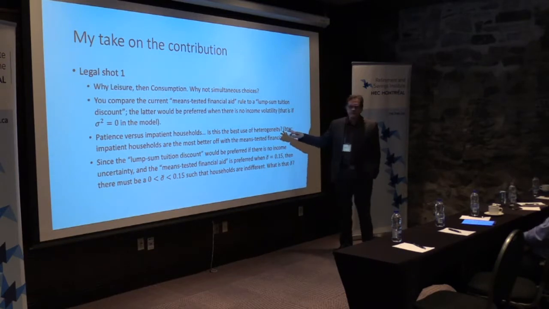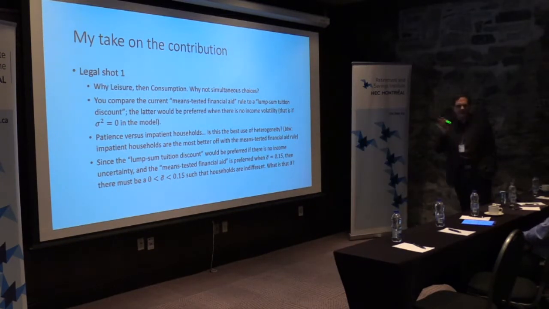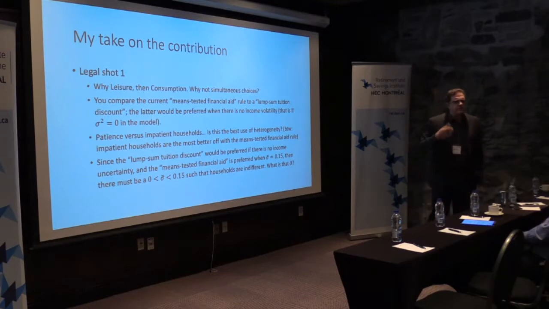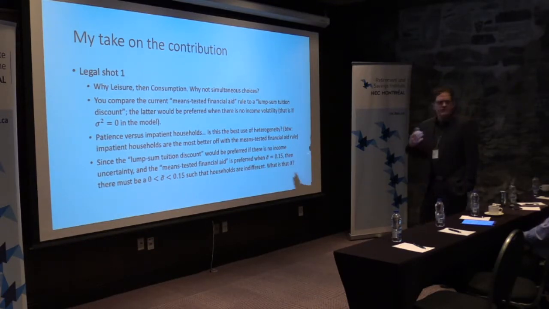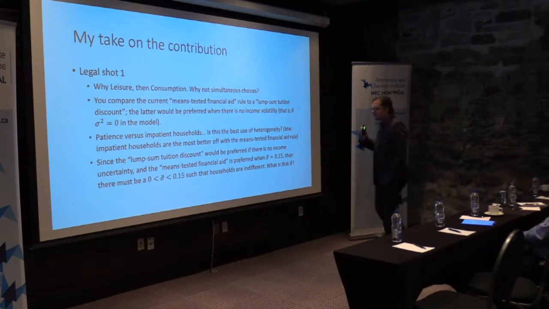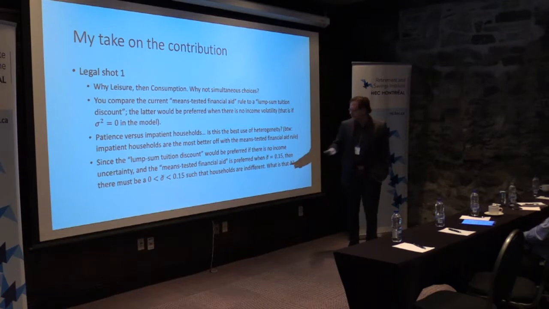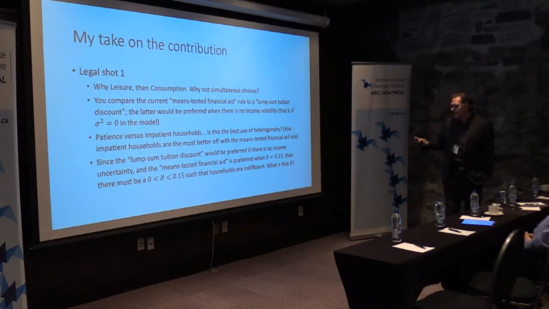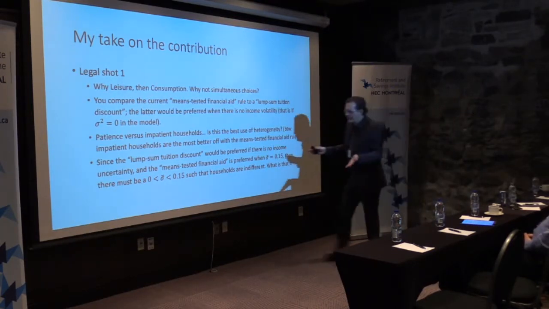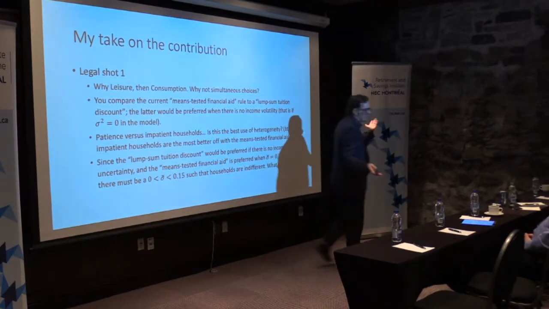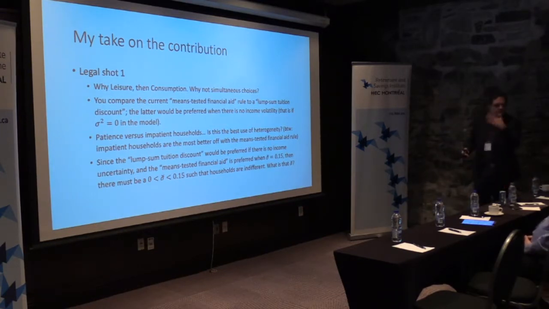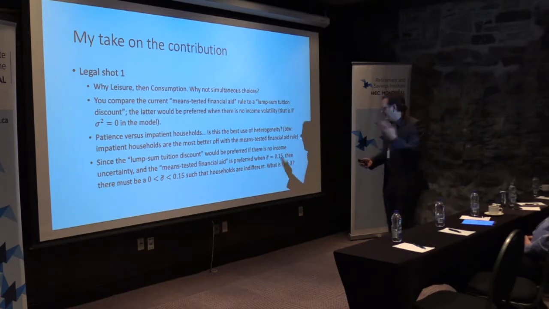The other thing is that you have patient versus impatient households. You didn't talk about it this much in the presentation. I'm not sure this is the best use of introducing heterogeneity in the individuals in this model. I think the best way to introduce heterogeneity between households is through the volatility in their income, in your AR1 process. You've said it's 6%, so there must be a sigma hat such that people are indifferent between the current financial aid system and the lump sum.